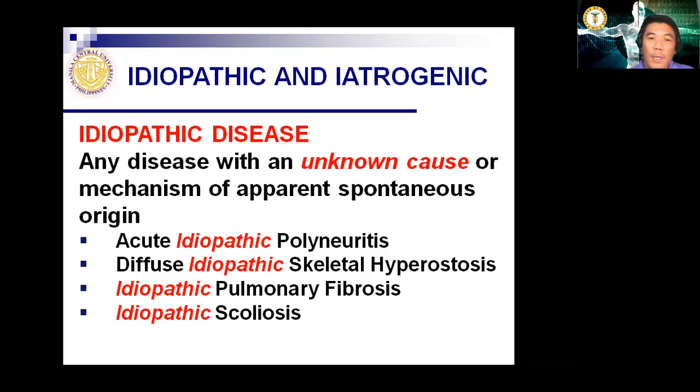So even with these terms, we can identify: diffuse, it may cause a change in the structure. Idiopathic, unknown cause. Skeletal, involving bone. Hyperostosis, excessive growth of the bone tissues. But still, it's idiopathic, unknown cause.